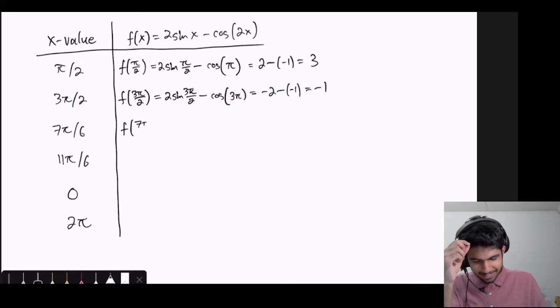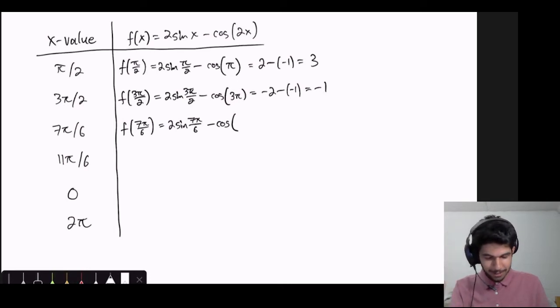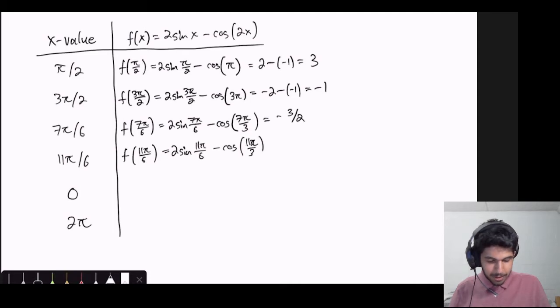F of 7 pi over 6. This is challenging. 2 sine 7 pi over 6 minus cosine of 7 pi over 6 times 2, which is 7 pi over 3. I don't feel like computing it out, but the answer is negative 3 over 2. Just going to save us a little bit of time here. For 11 pi over 6, I'll just write out the formula so that you can check to make sure you're doing it correctly: 11 pi over 3. This should be equal to negative 3 over 2.